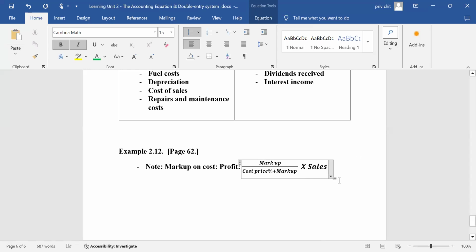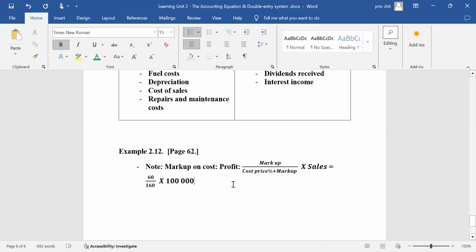sales, okay? So if you want to calculate the profit out of markup, like what they are giving you there, say markup is 60%. It would look something like this. Let me show you real quick. In this case, you would have 60% divided by the cost price percentage plus the markup. So this is what signifies sales as a percentage, which will be 160. And let's say, I'm just giving this as an example, the sales value is maybe 100K.